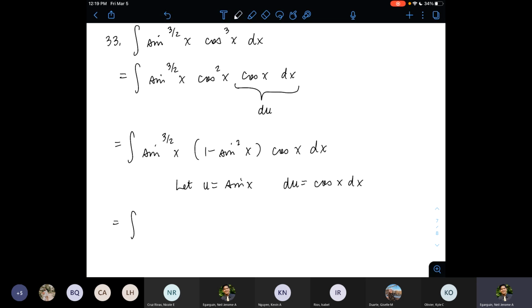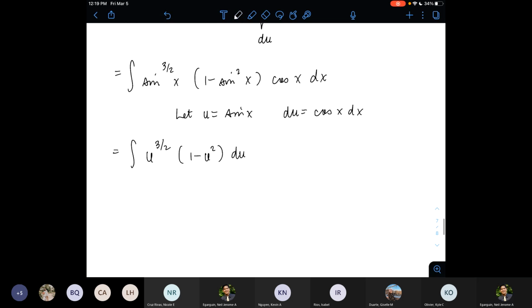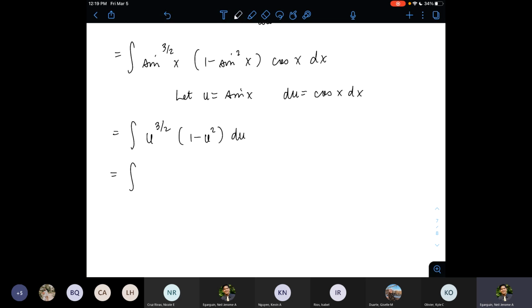So here, perform the substitution. Sine x is u. So the first factor is less intimidating now because it will just be u to the 3/2, which is a simple power, right? And then we'll have a 1 minus u squared times the du. And now we have an algebraic expression here. Be careful. Use laws of exponents here. So we'll have u to the 3/2 minus u to the 7/2 du. And then integrate. We'll have u to the 5/2 all over 5/2 minus u to the 9/2 over 9/2.